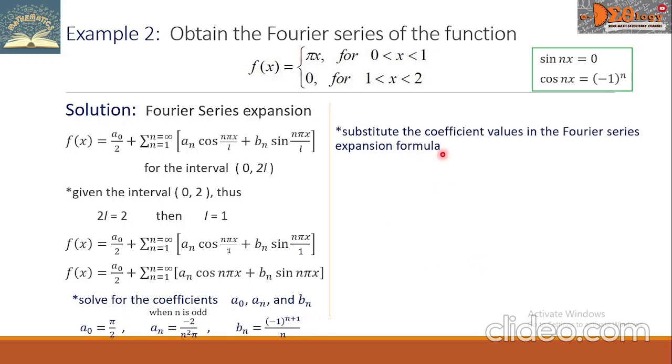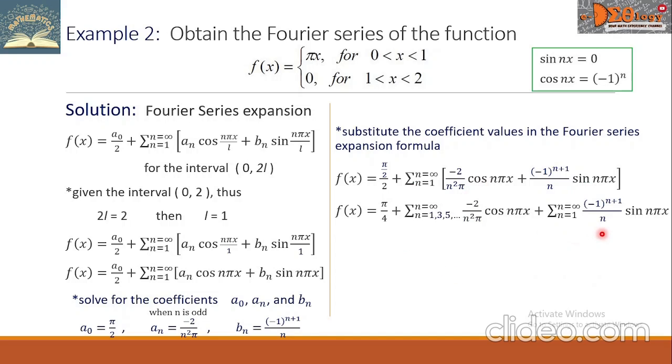Let us now substitute the coefficient values in the Fourier series expansion formula. So this formula here, we write like this. A sub 0 is pi over 2. This is the value of our a sub n. This is the value of our b sub n, respectively. But take note that in our a sub n, we said that this is only true when n is odd. To satisfy this, we're going to distribute the summation formula to each of the terms inside the group. So it becomes like this.